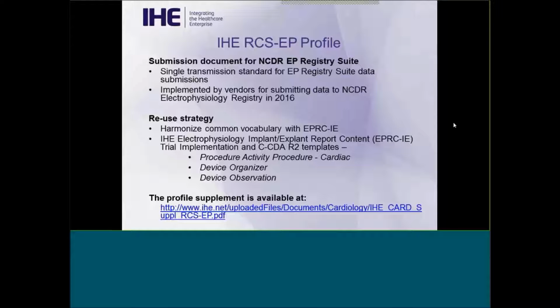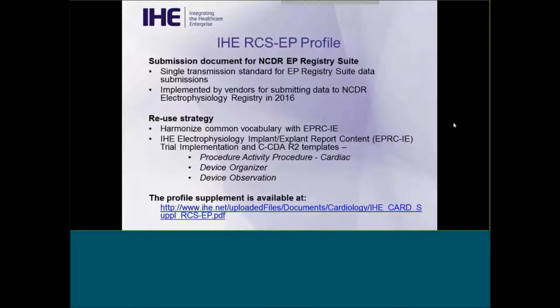These are open templates, by the way, for RCS-EP. And the goal in adopting this pattern of openness and reusing templates from other profiles is to maximize the ability to leverage prior work. So systems that have implemented the EPRC or the CCDA may use the report content to populate the RCS-EP structured reports, since there's considerable overlap in the data elements being captured. So it should, again, reduce the amount of data entry required to support registry reporting. We have the profile supplement available.